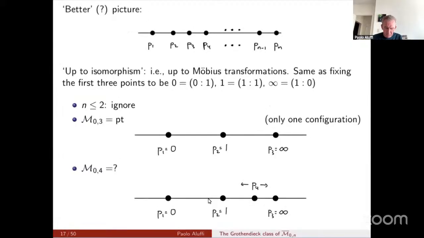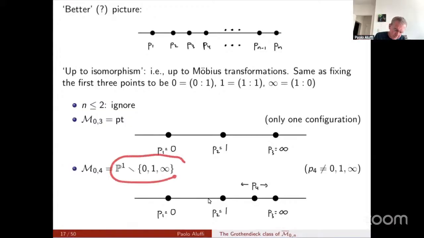What about M04? Well, you have to fix the first point, the second point, and the third point, and then the fourth point can move more or less freely. The only constraint it has is that it should not be one of the 3 special points. So P4 can be moving freely on a P1, but it has to avoid 3 points. As a result, M04 is this variety. It's P1 minus the points 0, 1, and infinity, and the reason is that P4 is not allowed to be 0, 1, or infinity.